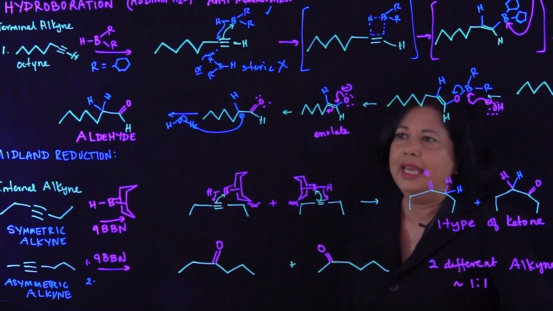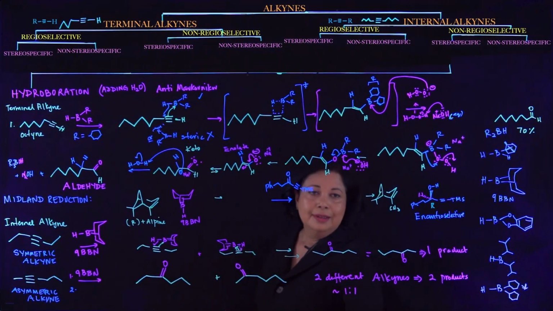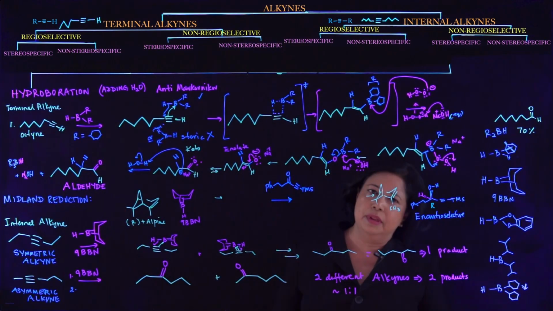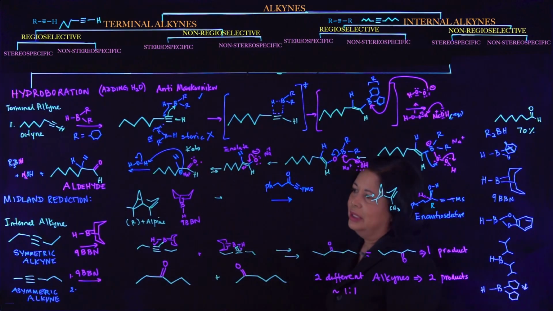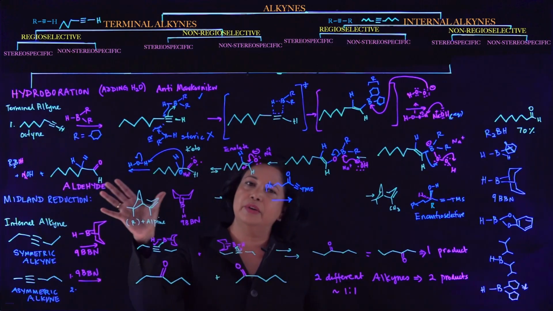All right, so we have one more thing here, and let's look at that. One more example here. The main reason I'm doing this example is because Midland was my advisor, my PhD advisor, and I got to do this for him. This is called Midland reduction.